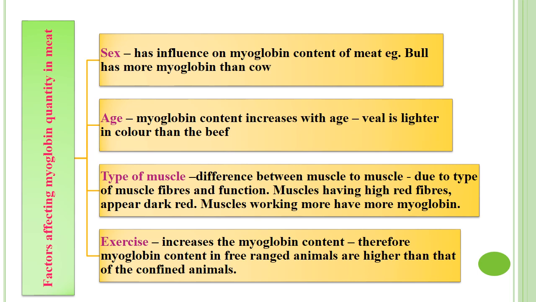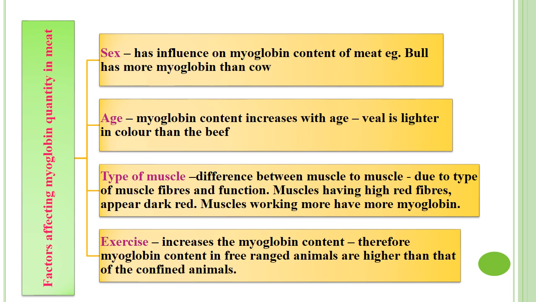Within the species, like between the sex. So sex has influence on myoglobin content of meat. So bull has more myoglobin than cow, so the meat from male will be a little more darker color than the female. Within the species, age. So myoglobin content increases with age due to the more activity, growth and other things. So that is why in case of veal, that is the meat from young calf, will be light color than that of beef.